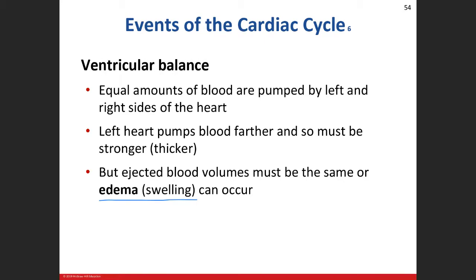That's a problem. If one side of the heart is pumping out more blood than the other, you're going to get a backup. That's usually what edema is, when we're talking about any type of edema that's related to the cardiovascular system. There's several causes for edema, but if it's dealing with the cardiovascular system and a pathology, it's usually because there's a backup somewhere.